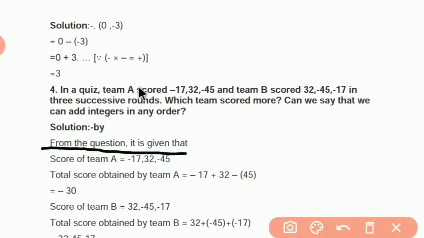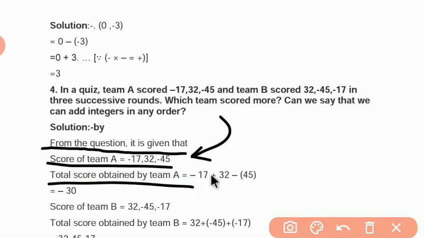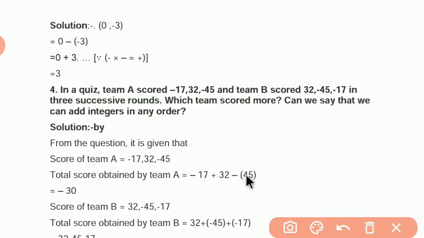So solution. From the question, what is given? The score of team A. Here team A scored -17, then 32 and -45. So first we will see the total score obtained by team A. It means we have to add all the scores. -17 plus 32 plus of -45. If we solve it, we will get the answer as -30.